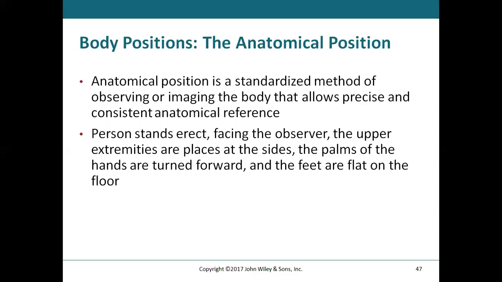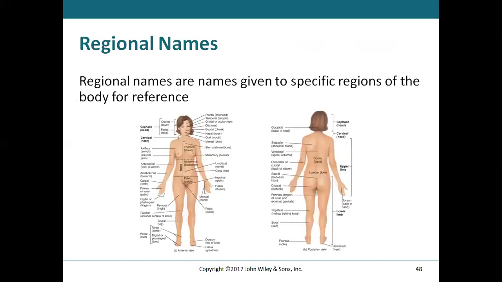So a person stands erect, facing the observer. Upper extremities are placed at the sides, the palms of the hands are turned forward, and the feet are flat on the floor. So this is the basic standard anatomical position from which all of the descriptions are made. So when we talk about things being located in relation to one another, that's the picture you should have in your mind as the baseline body when you start to describe the different body parts in relation to one another.